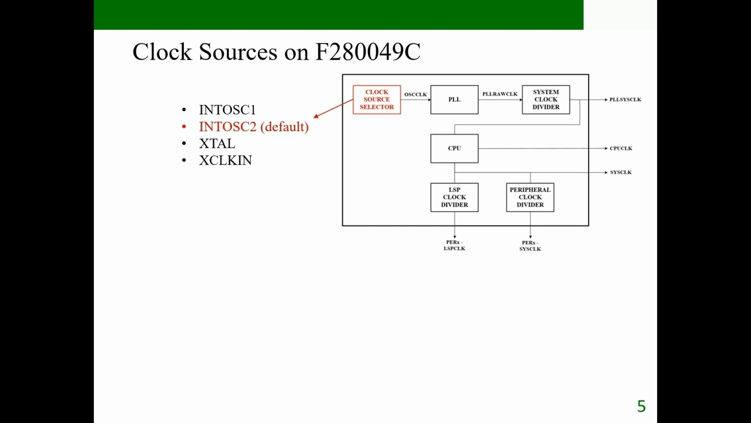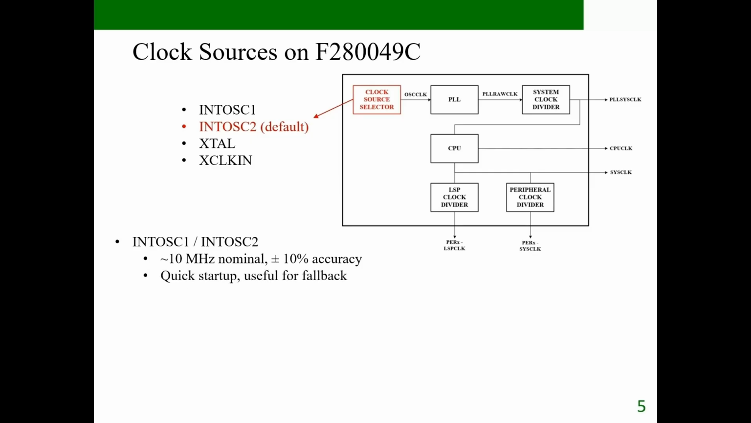Internal oscillator 1. This is a built-in oscillator that runs at about 10 MHz nominal. Its accuracy is not very high, around plus minus 10%, but it can be trimmed by software. The key point is that internal oscillator 1 is always powered and can serve as a safe fallback clock. It's mainly used as a low accuracy, quick startup source.